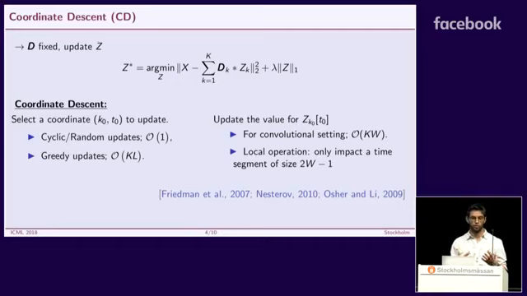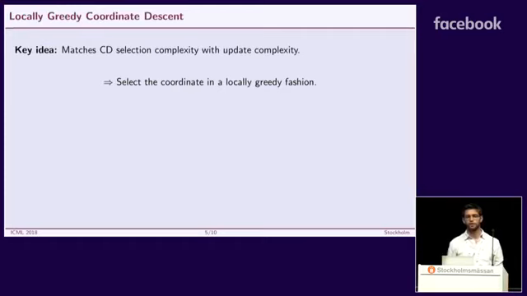Then once you have selected this coordinate, you can update its value. In the case of convolutional coordinate descent, you can actually compute the optimal value of this coordinate given that all the others are fixed. And you can do it efficiently with a complexity of KW, which is typically the size of your dictionary. And this update is a very local update because it only impacts a time segment of twice the size of your dictionary atoms.